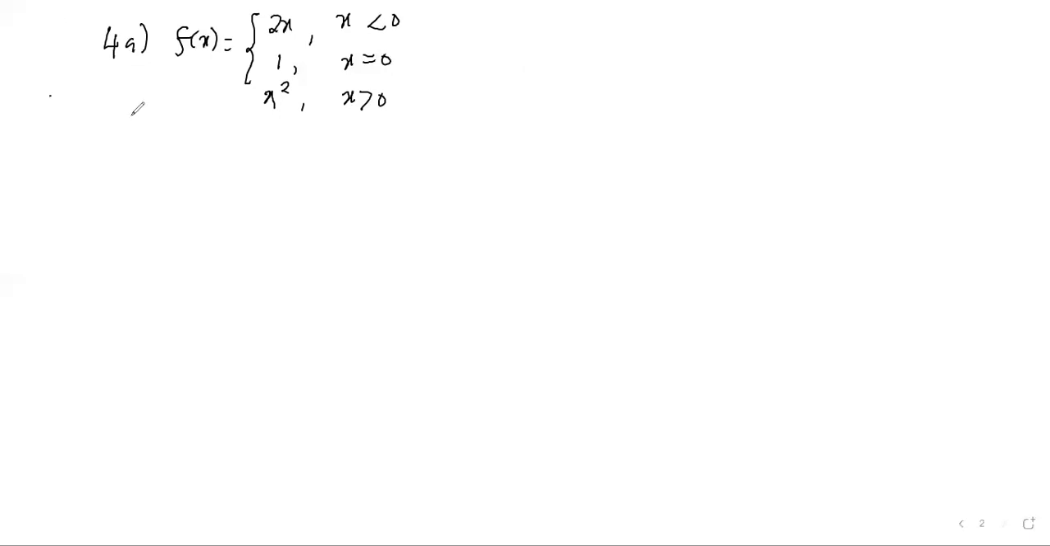So let's find the steps. So we say 1, we know that we must check what f of 0 is. So what is f of 0? So f of 0 is, as defined here, when x is 0, we get 1.